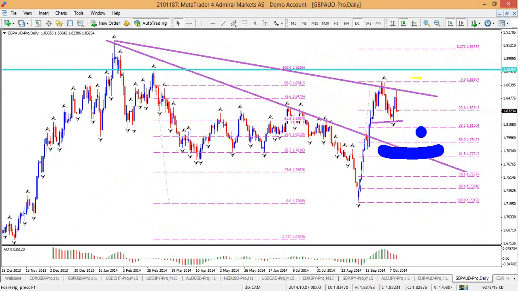clear levels in mind, these four that I'm keeping an eye on. A break or bounce at all of these, well actually I should say break at the green ones and a break or bounce at the blue ones is what I'm looking for.